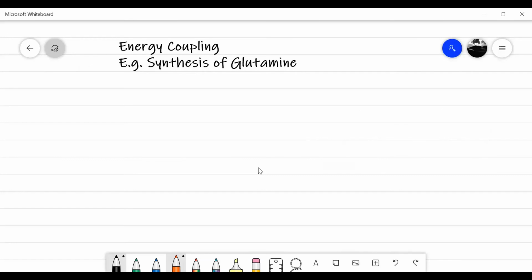Okay, so I'm going to draw some things for you, and I'm going to show you what energy coupling is, looking at this reaction, which is the synthesis of glutamine. So glutamine is an amino acid, by the way. So maybe I'll put that in brackets. So an amino acid. Okay, so let's show the reaction. I'll show you how this reaction works, okay? So basically we're going to start off with something called glutamate or glutamic acid. So it looks something like this.